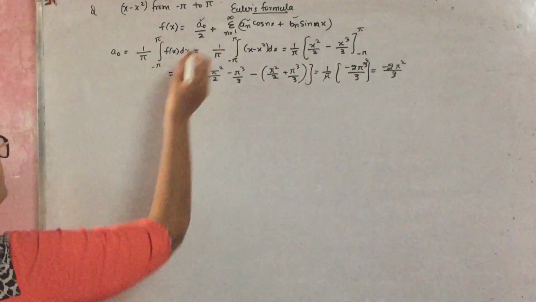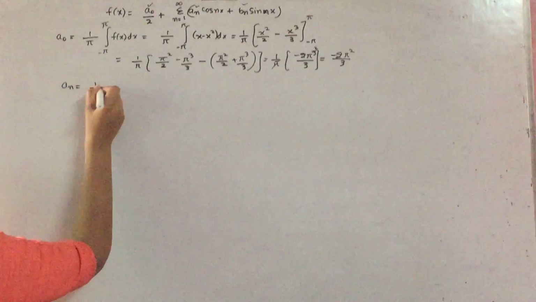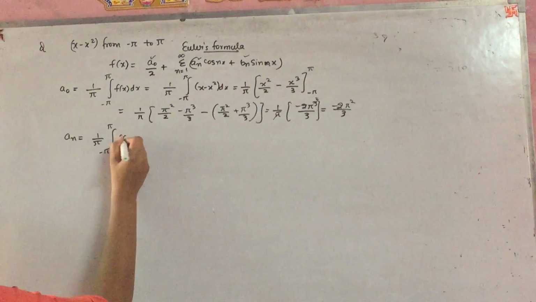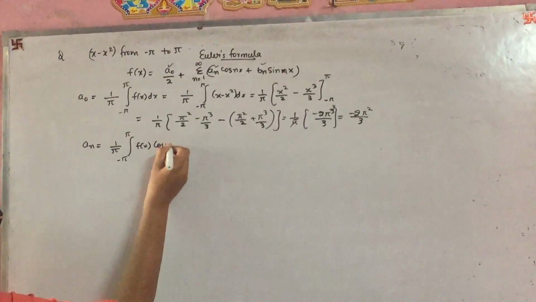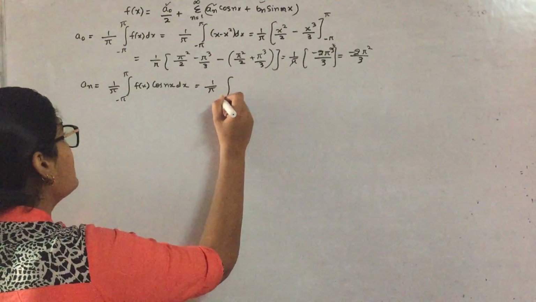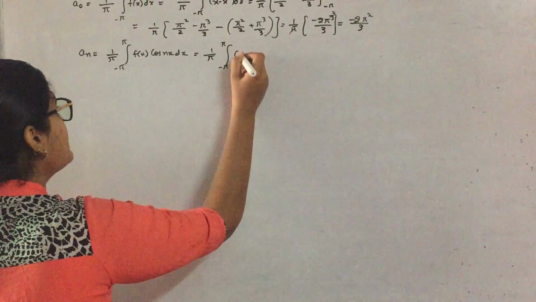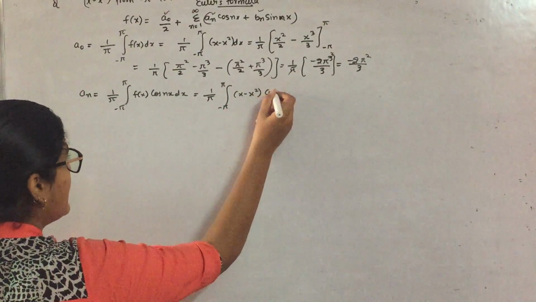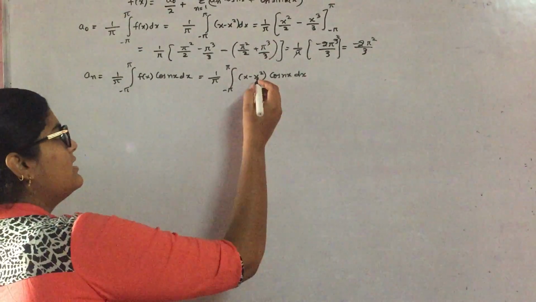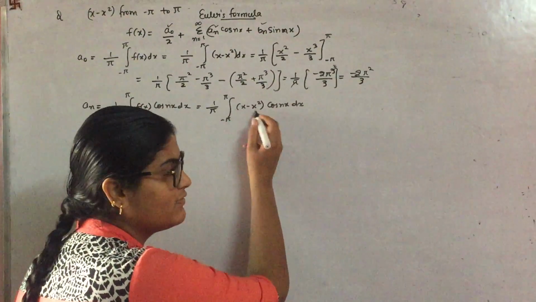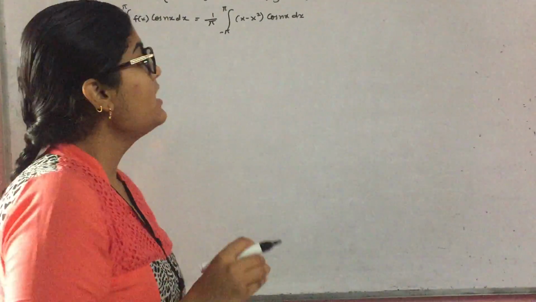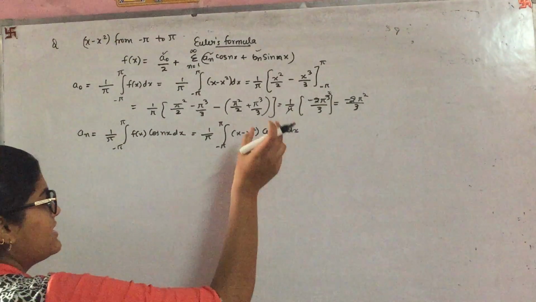Now it turns to find out the value of an. The formula according to Euler's formula for an is 1 by pi integral from minus pi to pi of f(x) cos nx dx. So 1 by pi, minus pi to pi, your f(x) is x minus x square, cos nx dx. Now because you have to find out the integral of these two which are in product, then you have to apply integration by parts. So how can you evaluate a by parts integral?